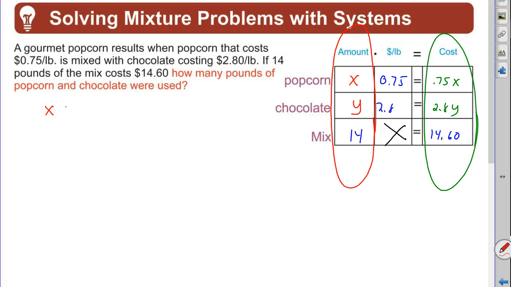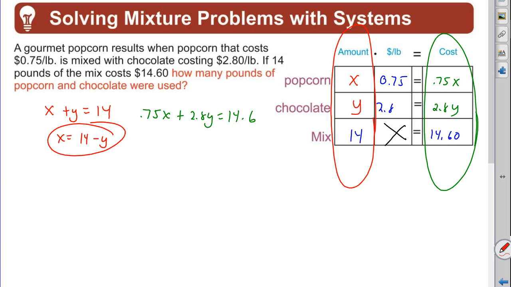So here's the first one, x plus y equals 14. Cool. Here's the second one, the cost equation, 0.75x plus 2.8y equals 14.6. Okay, there's my 2 equations. How do I want to solve? Substitution or elimination? I say substitution. Let's move the y to the other side. Now I've got x equals 14 minus y.